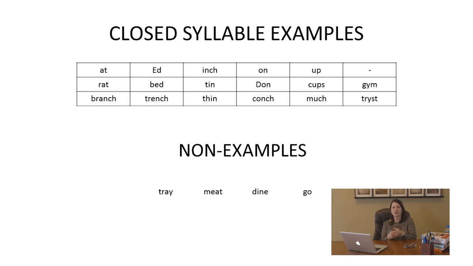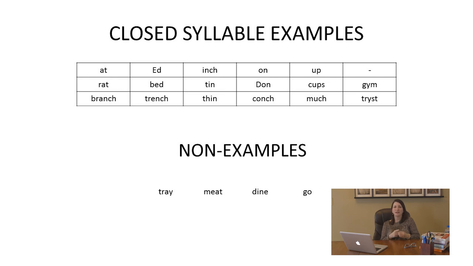So don't teach students that a closed syllable has a vowel in the middle of something because there might not be anything at the beginning of that vowel or in front of it. All right, the second row on this table shows your typical CVC pattern that we're all used to, and the third shows more complex closed syllables. These feature blends and digraphs.